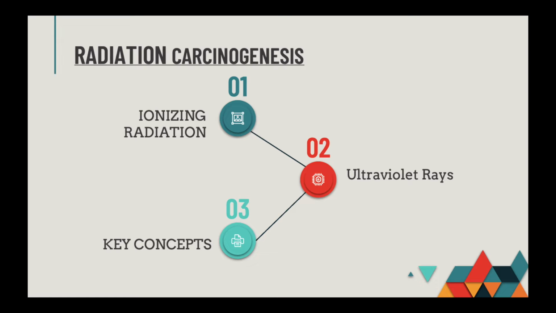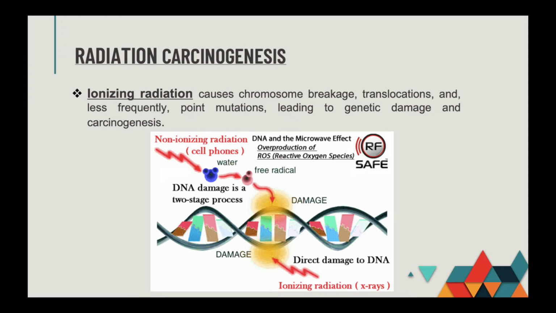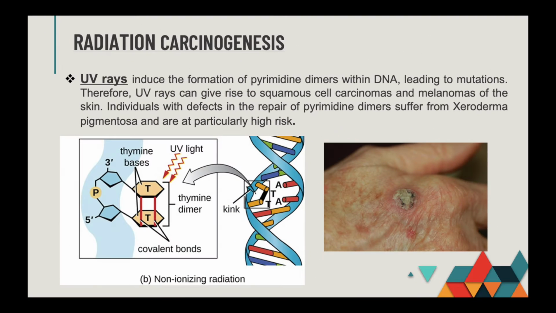At this juncture, we now proceed with radiation carcinogenesis. Ionizing radiation causes chromosome breakage, translocations, and less frequently, point mutations leading to genetic damage and carcinogenesis, as reflected in the illustration below. The diagrams elicit UV rays that induce the formation of pyrimidine dimers within DNA, leading to mutations. Therefore, UV rays can give rise to squamous cell carcinomas and melanomas of the skin.